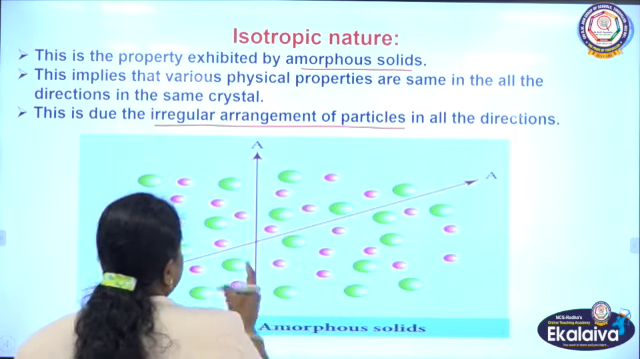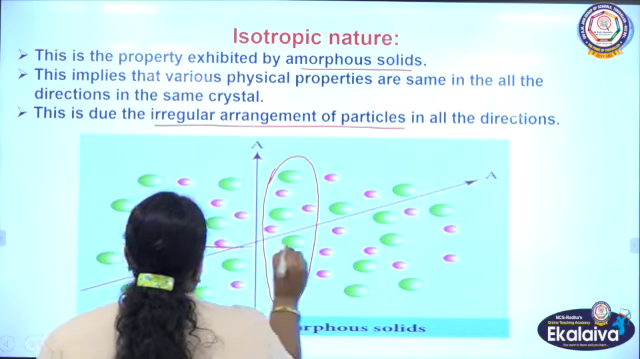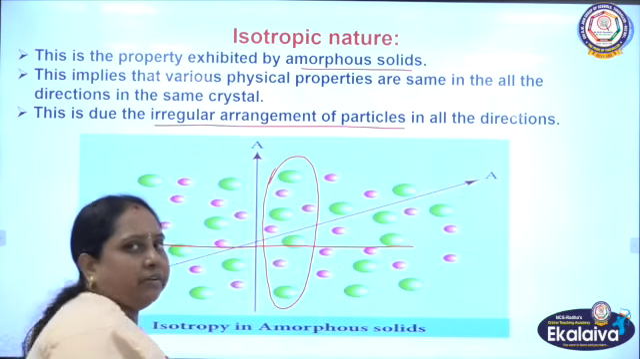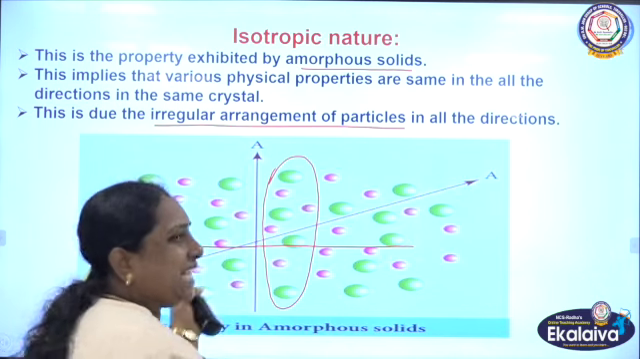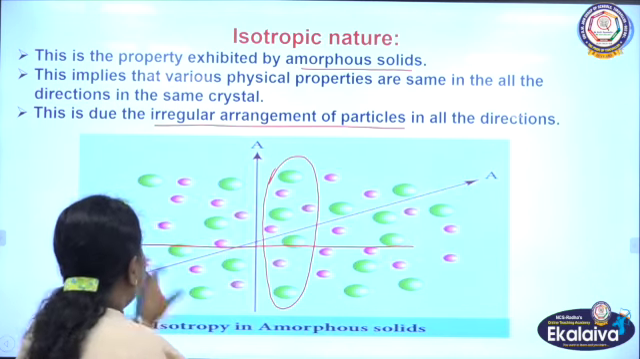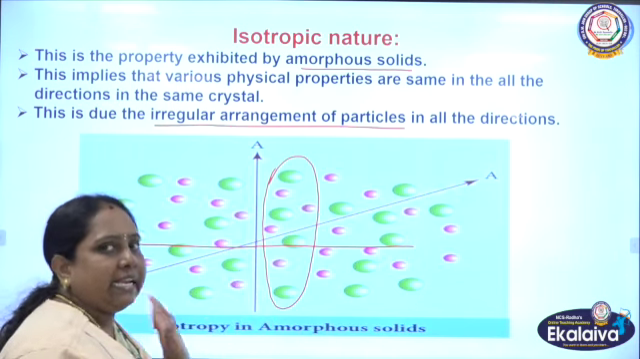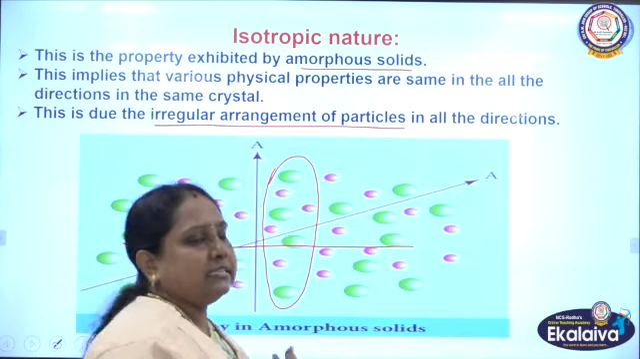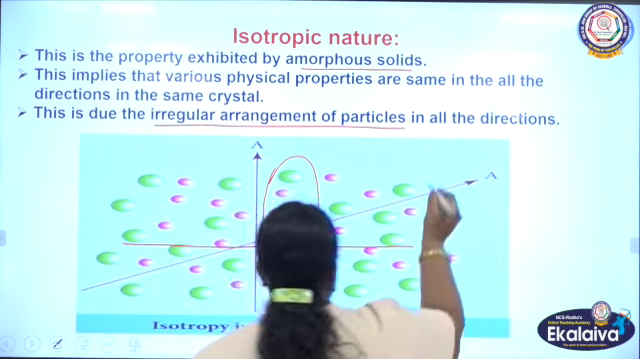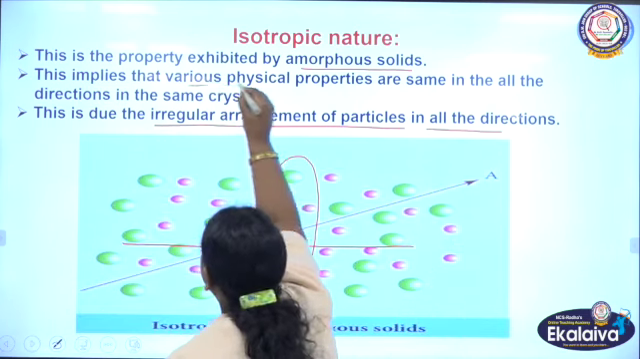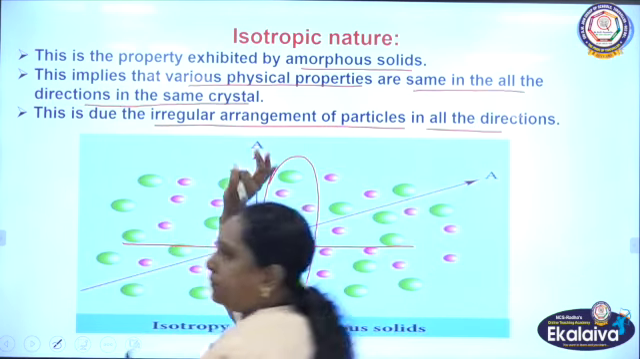If you go anywhere in this, there will be an alternate arrangement of the particles like this. If you go horizontally or vertically, whatever it is, the arrangement of the particles is one after the other. It is irregular. It is not that one is a larger size and one a smaller size, not like that. The arrangement is totally irregular in nature throughout the solid crystal, isn't it? So due to this irregular arrangement of particles in all the directions, various physical properties are the same in all the directions in the same crystal.